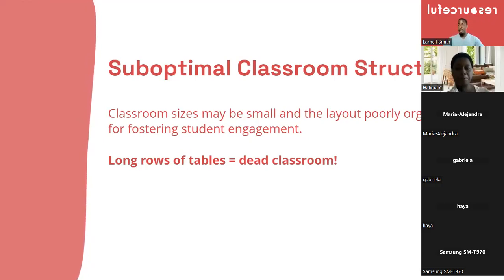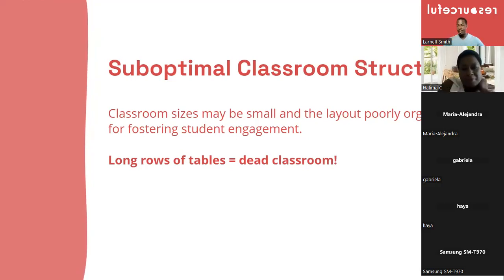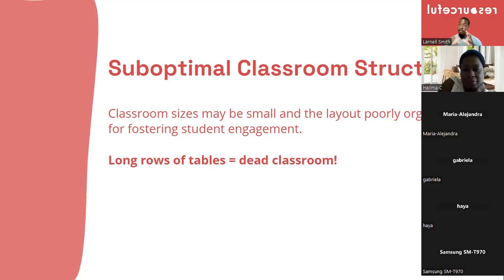If you've got these typical long rows of tables, for me, that equals a dead classroom. It doesn't have to, and we can talk about ways to navigate around that. But typically, that structure is just a recipe for your students to be not connected to each other and not connected to you. We'll talk about how you can change it, but when you walk into the classroom, take a look at it physically and see: is this layout going to help engagement in my classroom? And most likely it's not.